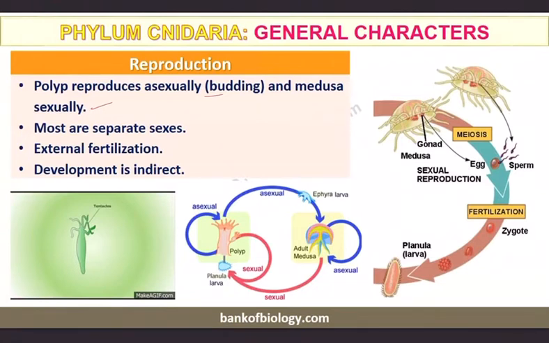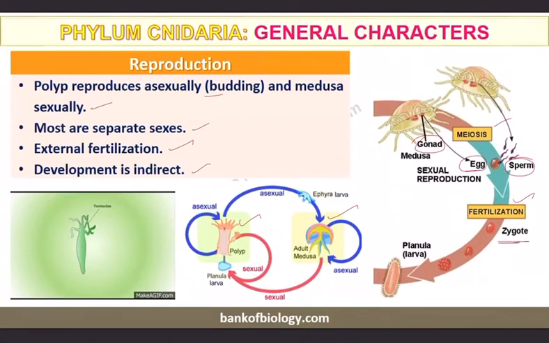What about reproduction? As I said, polyp reproduces asexually and medusa sexually. There are two forms, polyp and medusa. So polyp is asexual through budding. Medusa is sexual. Most are separate sexes, male sex and female sexes. Here it is external fertilization. Development is still indirect. Now you can see the presence of polyp and you can see the presence of medusa.